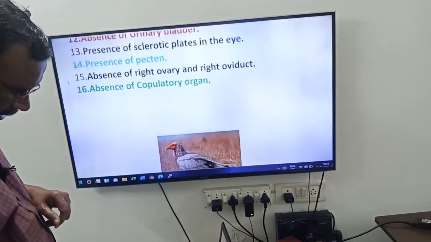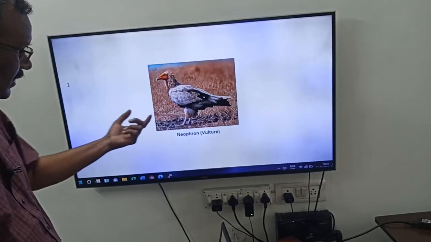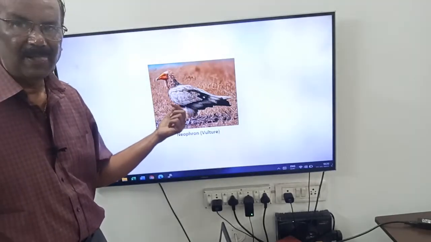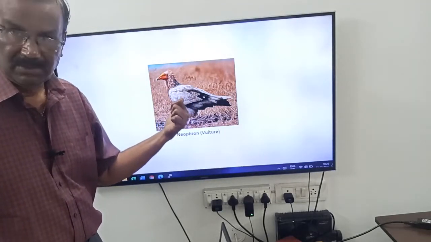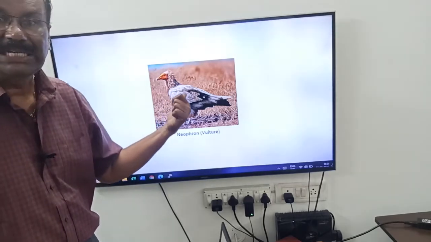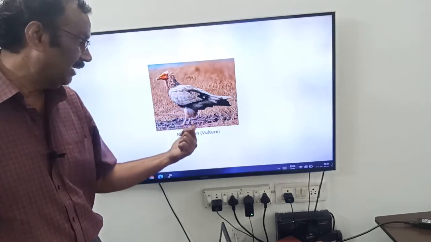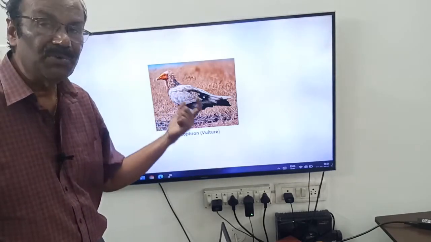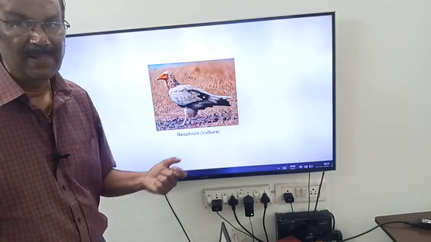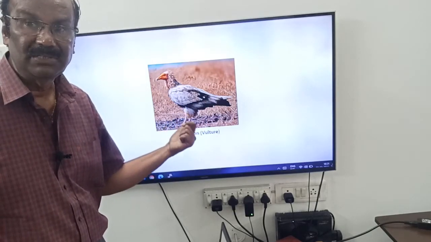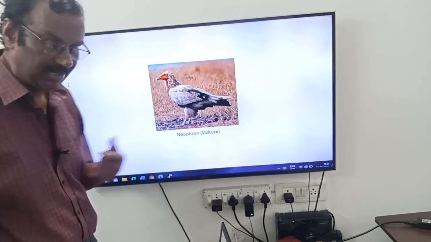Okay, friends. Now see some of the images, friends. See, friends, this is Neophron vulture. This is a neat question, friends. The Neophron belongs to which group of vertebrates? It belongs to what, friends? Birds. Neophron, common name is vulture, friends.